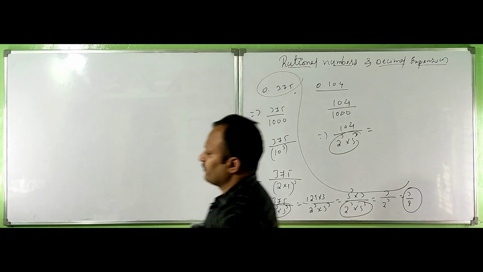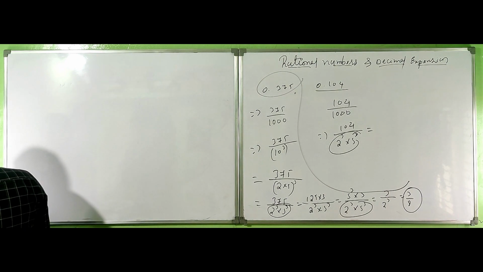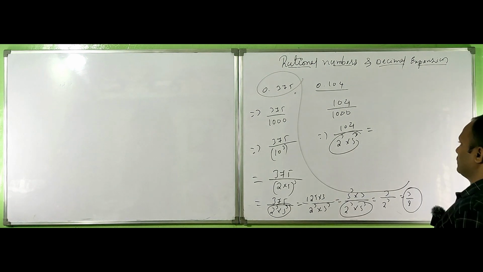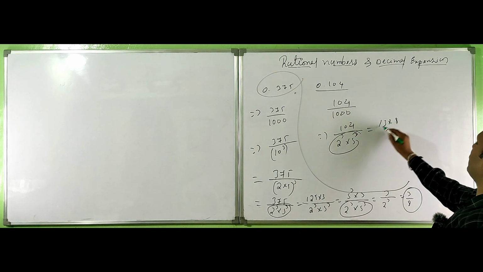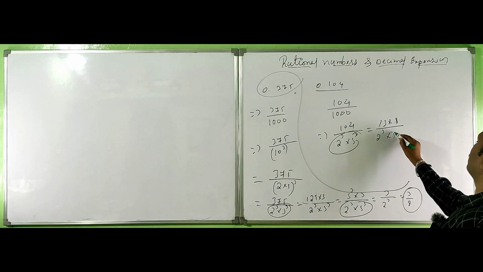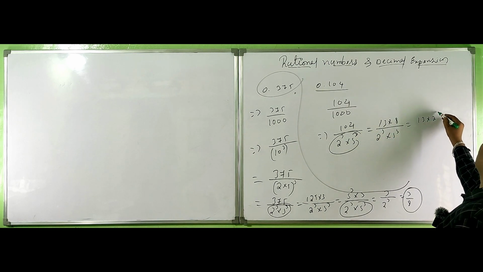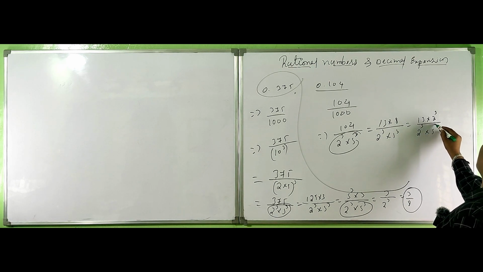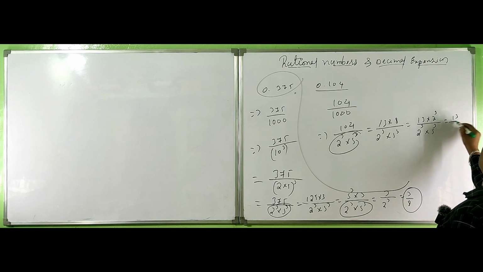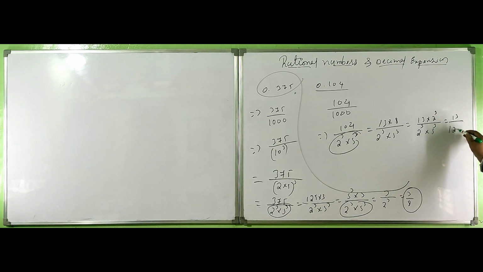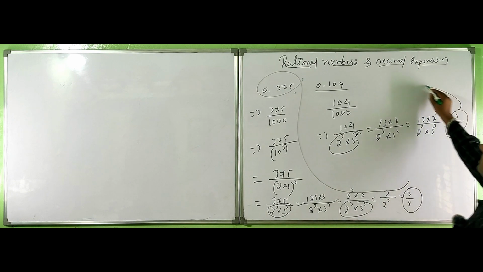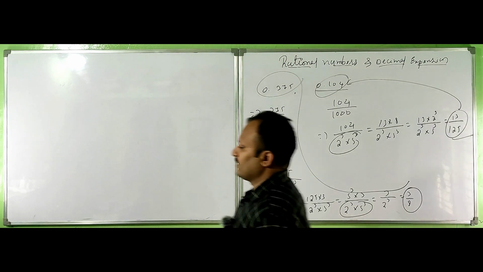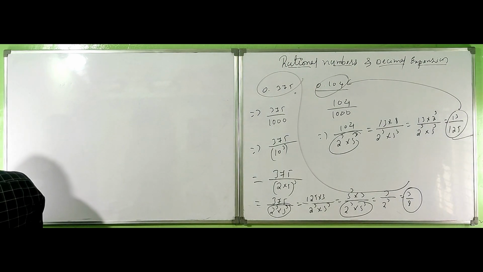104. What is given here? For 104, 13 into 2 cube, okay, 13 into 8. This is 13 into 8 by 2 cube into 5 cube, that is 13 into 2 cube by 2 cube into 5 cube. This is 13 by 125. Okay, this is the value of this one, the decimal. This is the rational number, and this is the decimal expansion, right? 13 by 5 cube.